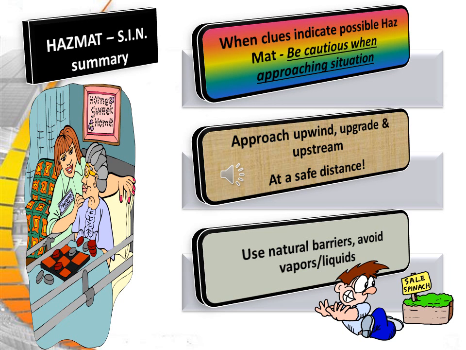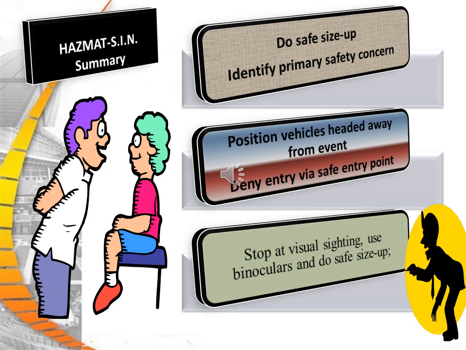When clues indicate possible HAZMATs, be cautious when approaching the situation. Approach upwind, uphill, and upstream, at a safe distance. Use natural barriers and avoid vapors and liquids. Do a safe size up. Identify the primary safety concern. Position vehicles headed away from the event. Deny entry via a safe entry point, and stop at visual sightings. Use binoculars and do safe sizing up from an appropriate safe distance.